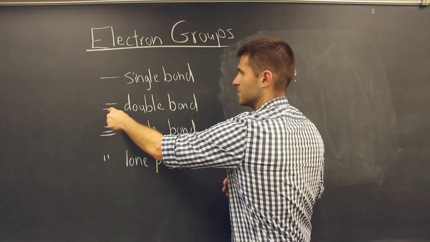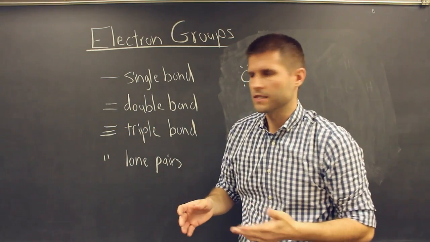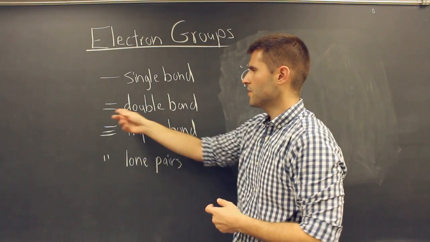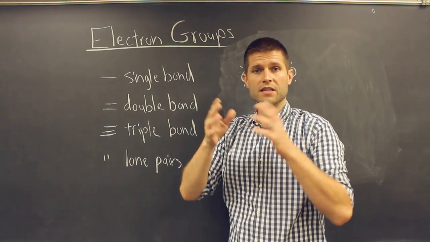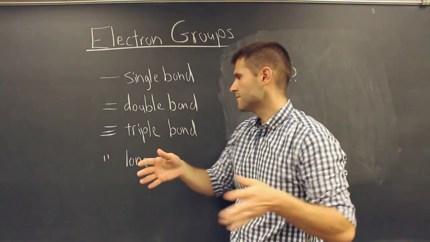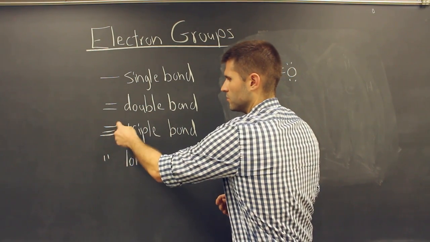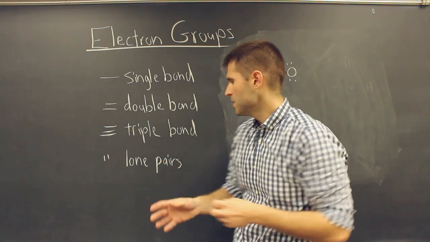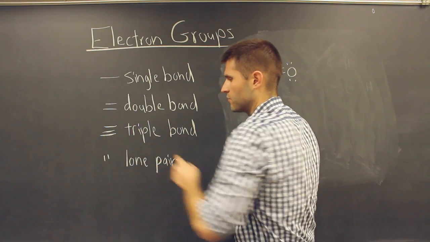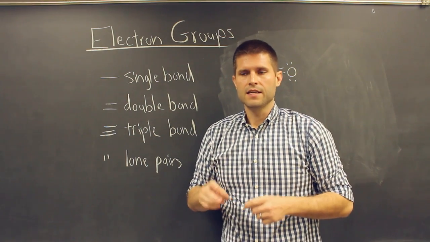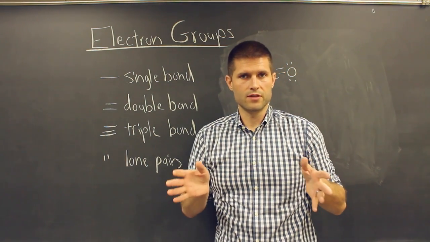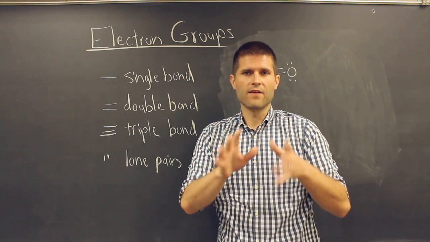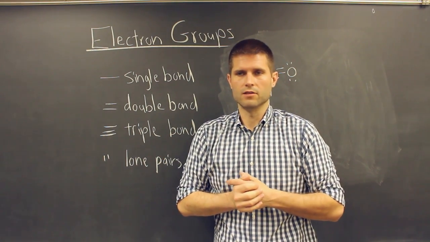A double bond has 2 single lines, kind of looks like an equal sign. And each line here represents 2 electrons. So for a double bond, there's a total of 4 electrons that are being shared between 2 different atoms. A triple bond has 3 lines, 1, 2, 3, for a total of 6 electrons being shared between 2 different atoms. And then a lone pair is represented by 2 dots. Now, those 2 dots are not shared between 2 different atoms. They are actually placed on a single, particular atom and are found generally on the outside of molecules.